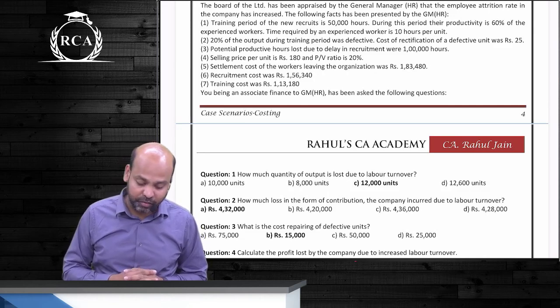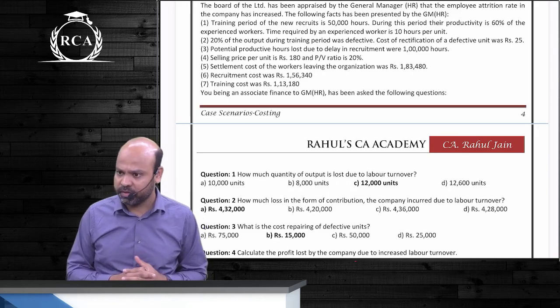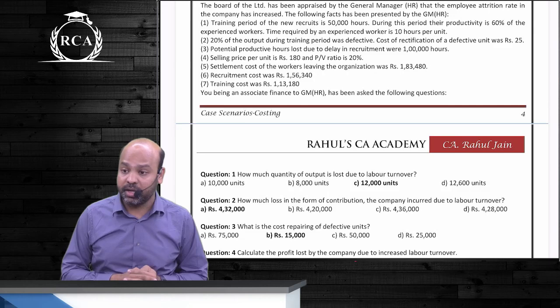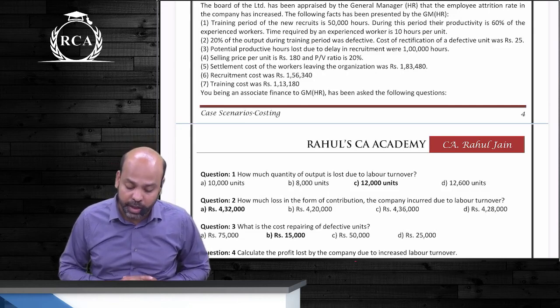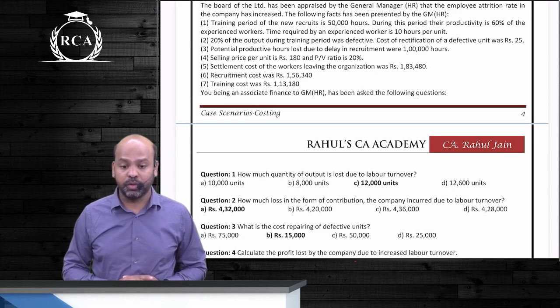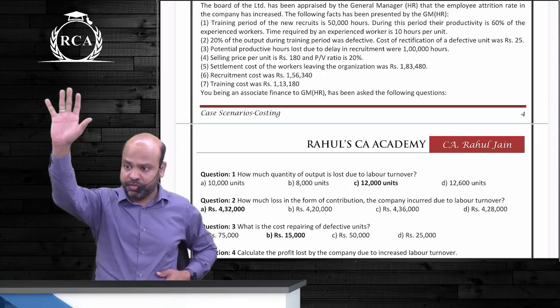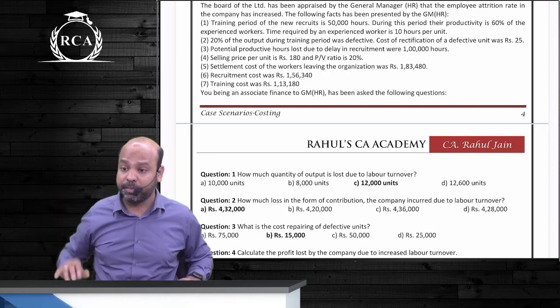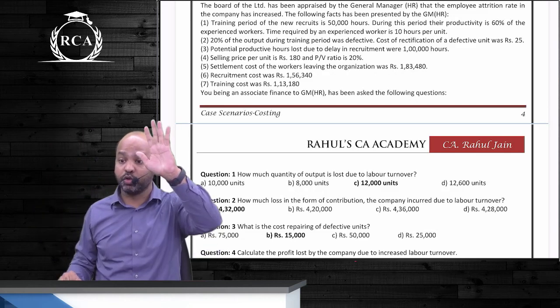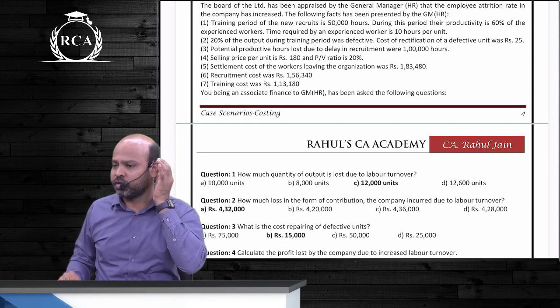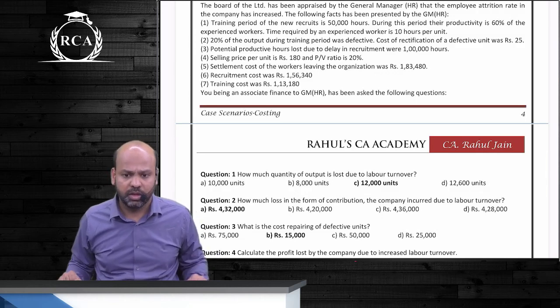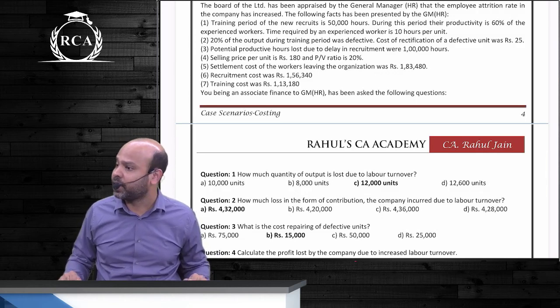Training period of the new recruits is 50,000 hours. During this period, their productivity is 60% of experienced workers. Time required by an experienced worker is 10 hours per unit. In this 50,000 hours, experienced people could have manufactured 5,000 units. Yes or no? How do you know, sir, 5,000 units? 50,000 hours divided by 10 hours per unit.